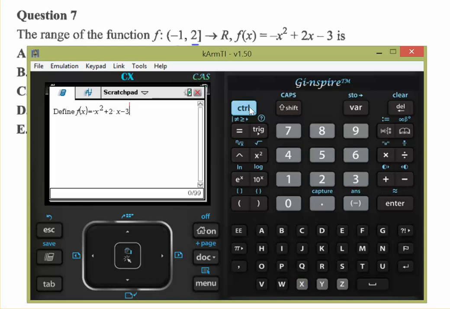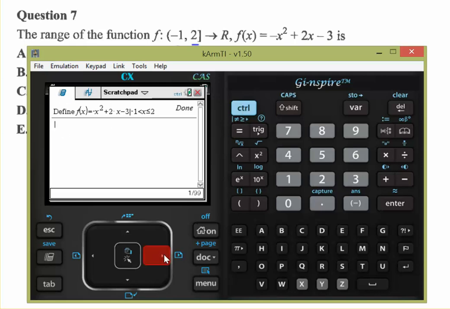Let's put in our domain. You can define it with the domain. You do that with a vertical bar. We're not including -1. But we're going up to 2, and we're including 2. All right, we've defined f(x). If this were a document, it would be defined for any other pages we've put in here.